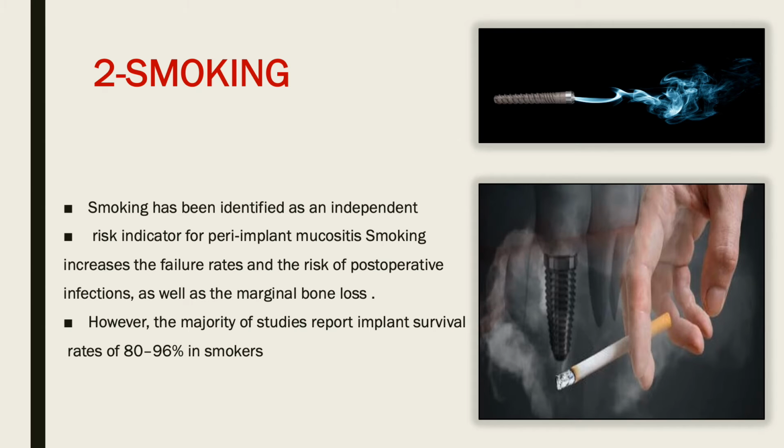ثاني risk factor اللي هو smoking. Smoking has been identified as an independent risk indicator for implant mucositis. Smoking increases failure rates and the risk of post-operative infection as well as marginal bone loss. There is strong evidence that smokers are at higher risk for peri-implantitis than non-smokers.